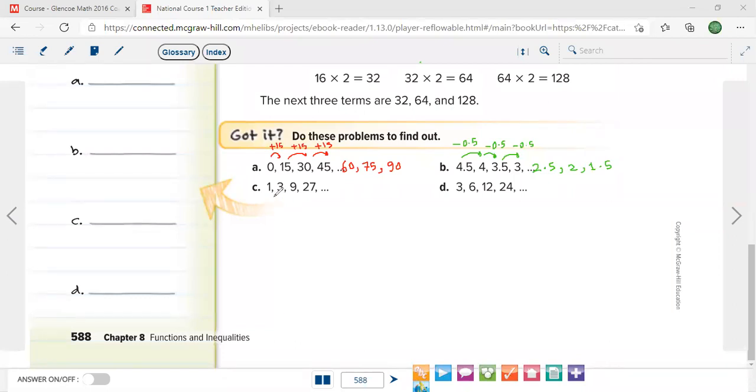Here, it's clear that from 1, 3, 9, 27, we are multiplying by 3. So here multiply by 3, multiply by 3, multiply by 3. So multiply by 3 again, this will give you 81. Multiply by 3 again will give you 243. Multiply by 3 again will give you 729.